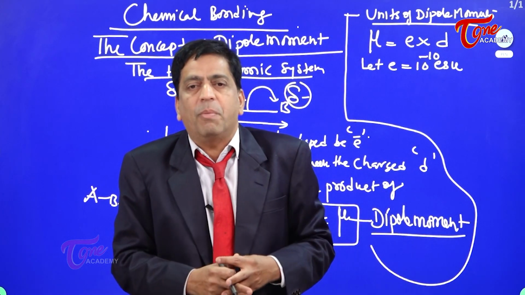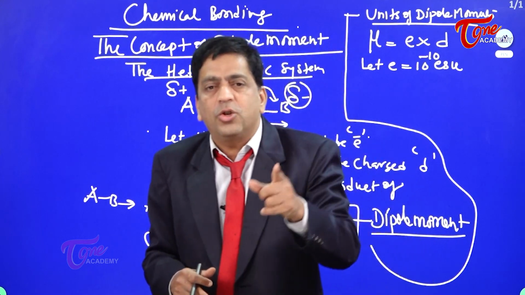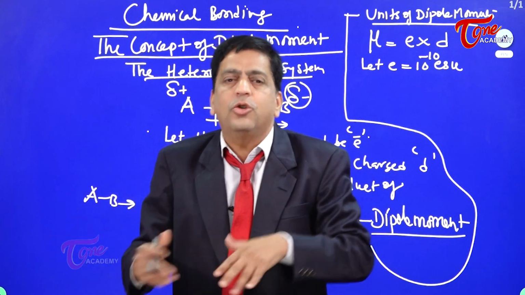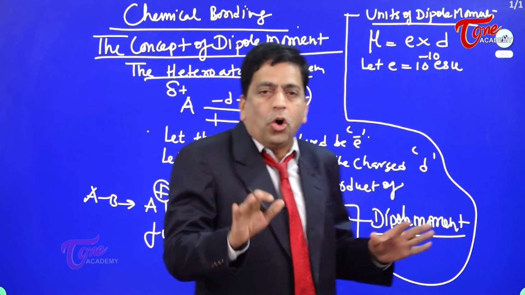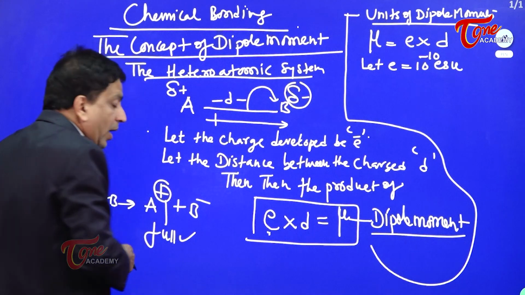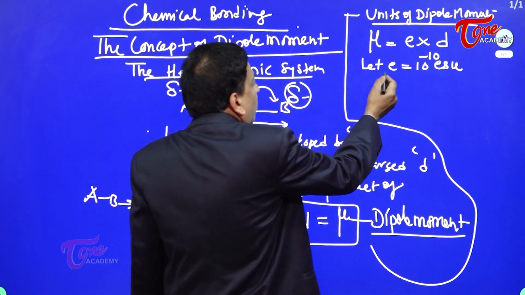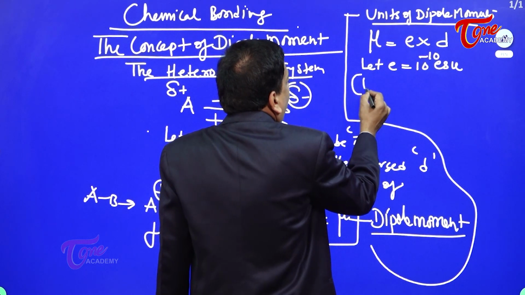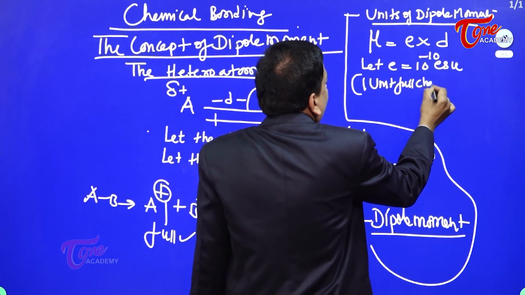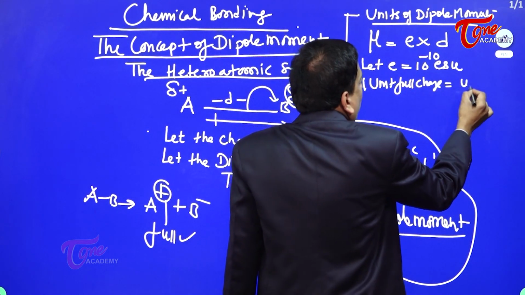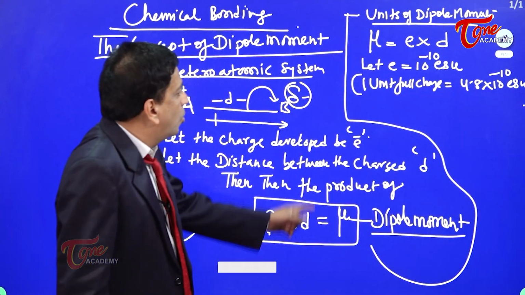Now why only 10 power minus 10? It is universally taken to be 10 power minus 10. If you wanted to take less than 1 unit charge, you take it, no one will hang you. It's your wish. So suppose this bond was ionic, the charge is full, and the 1 unit charge has a value of 4.8 into 10 power minus 10 ESU. That is the total charge.